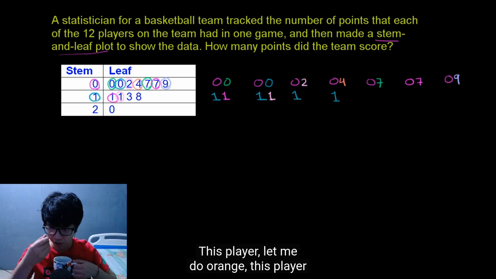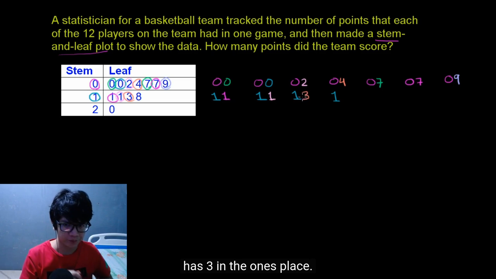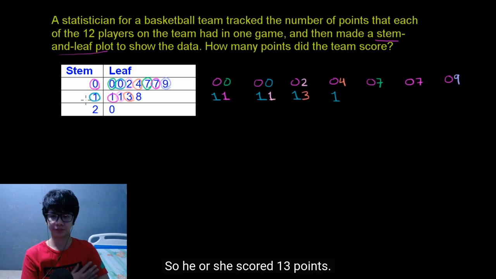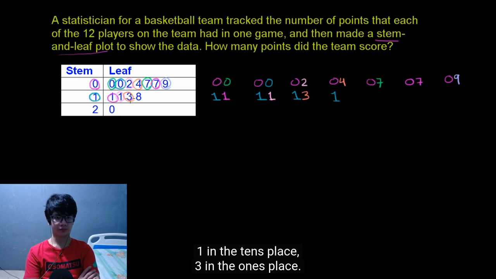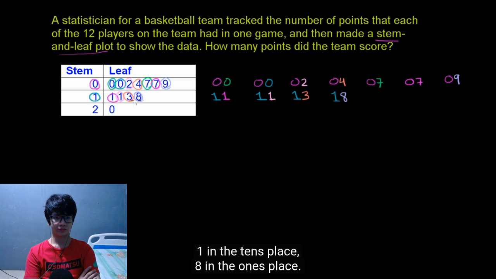This player, let me do orange. This player has 3 in the ones place, so he or she scored 13 points: 1 in the tens place, 3 in the ones place, 13 points. And then I will do this in purple. This player has 8 in their ones place, so he or she scored 18 points: 1 in the tens place, 8 in the ones place, 18 points.